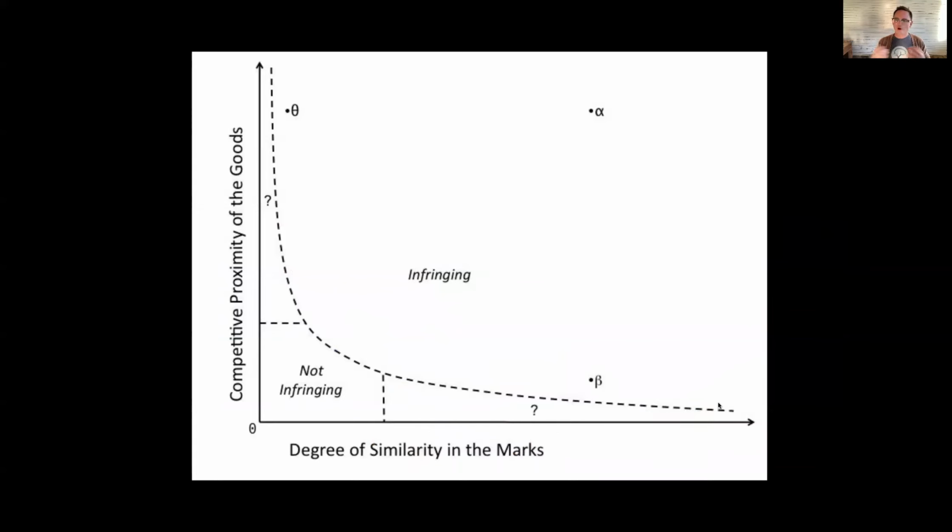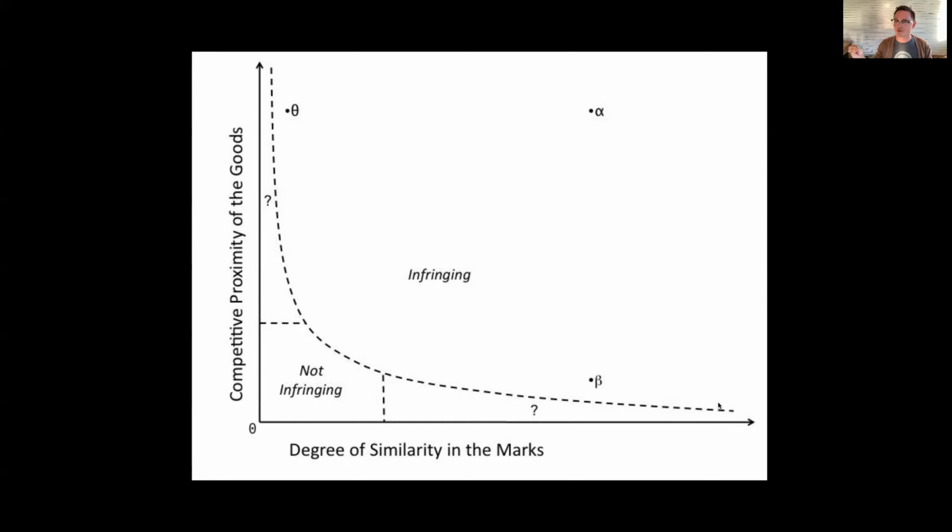So, broadly speaking, trademark scholars and courts as well tend to look at this as a sliding scale, right? You look at the competitive proximity of the goods as compared to the degree of similarity between the marks, and the closer the goods are together, the more similar the goods being sold by the plaintiff and the defendant, the less similarity is necessary in order to find infringement. In other words, consumers are going to be more likely to be confused if you're in the same basic business.